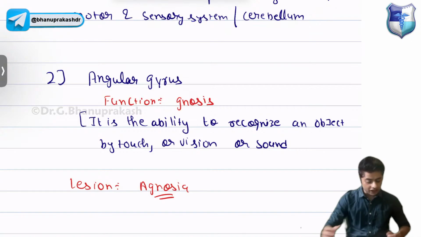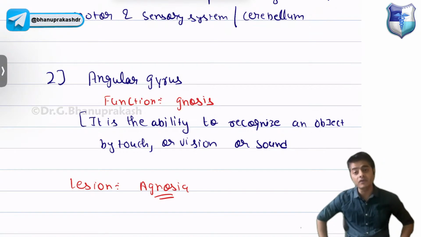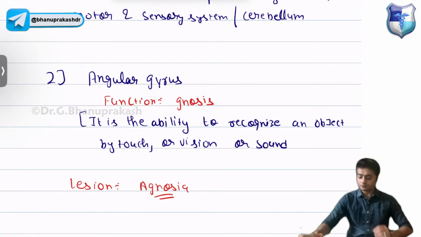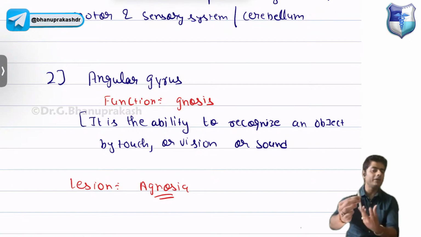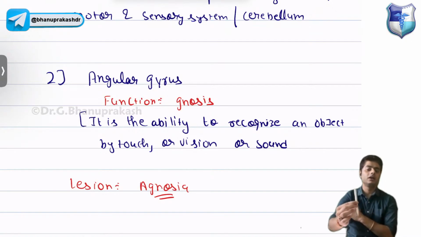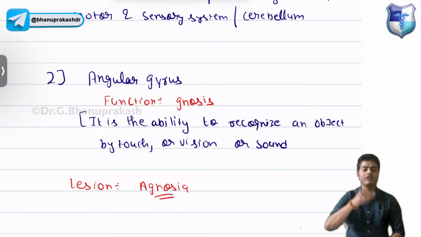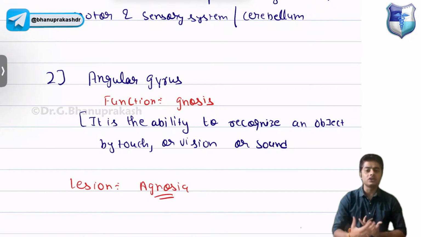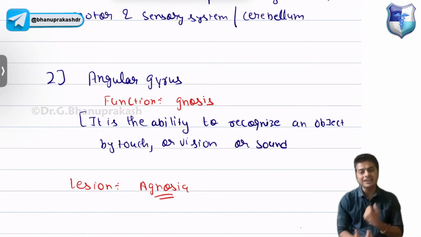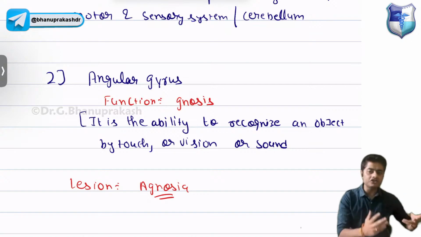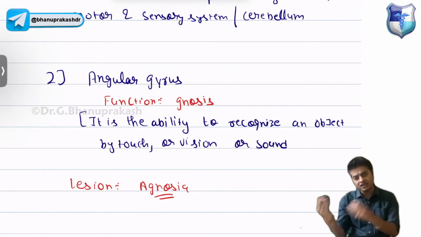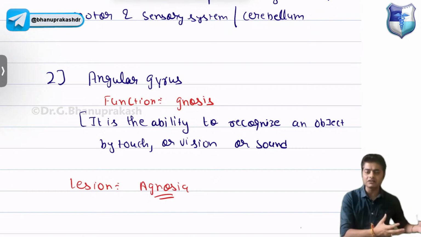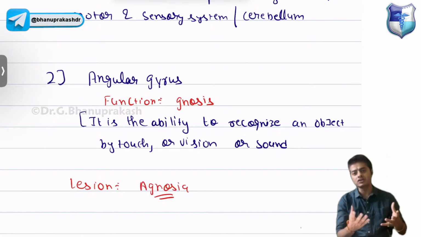This is agnosia. If I am suffering from visual agnosia and I see this pencil, I will not be able to tell it is a pencil, but while touching, I will be able to tell. So agnosia is the ability to recognize any object, done by three sensations: touch, vision, or sound. If vision is impaired, it is visual agnosia. If touch is impaired, it is tactile agnosia.